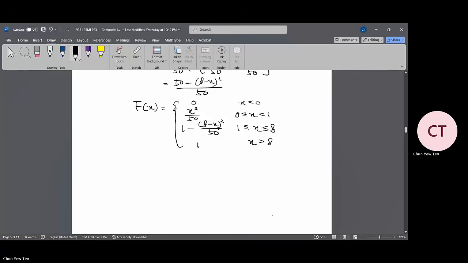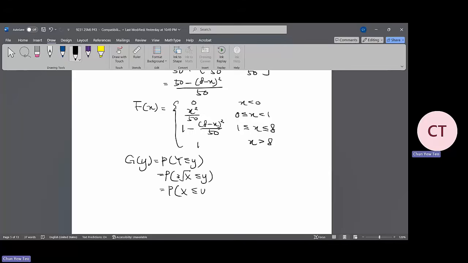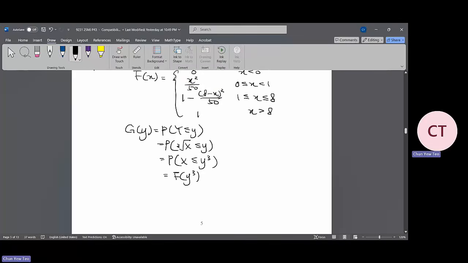Okay. Now we want to find the y. Fy means the probability of Y less than or equal to y will be the cube root of X less than y. That means it's X less than y cube. So it means it's F of y cube. So that means I need to change all the x over here to become y cube. Change all the x to become y cube. So you will get this as 0, y cube. That means y power 6 over 8.